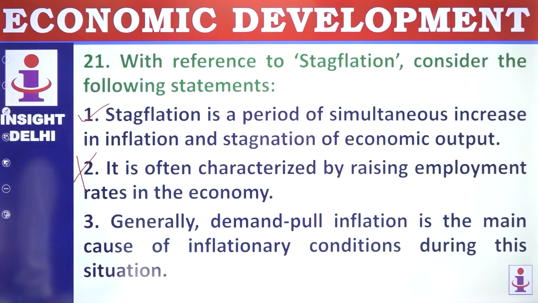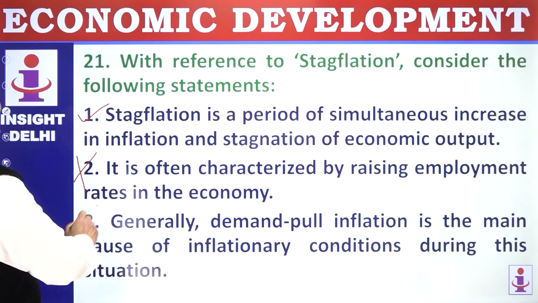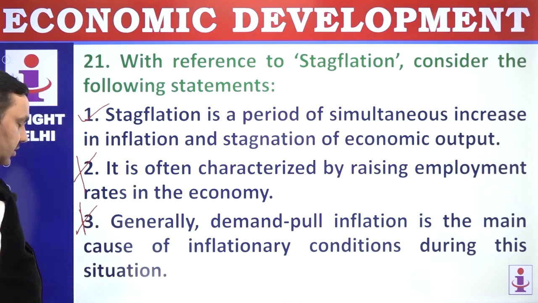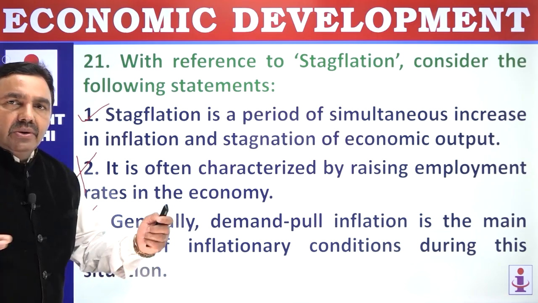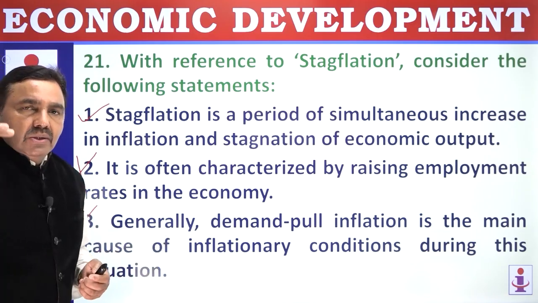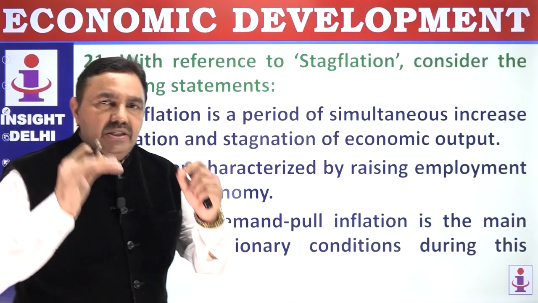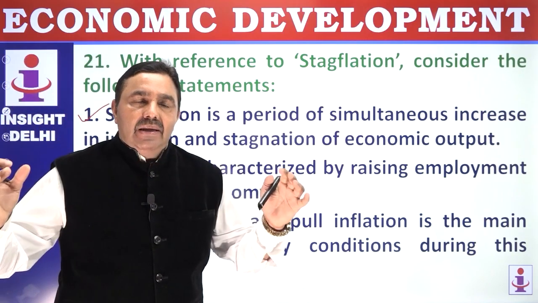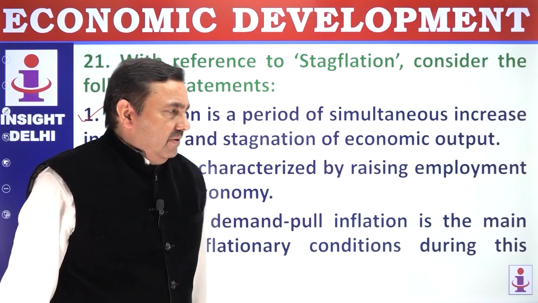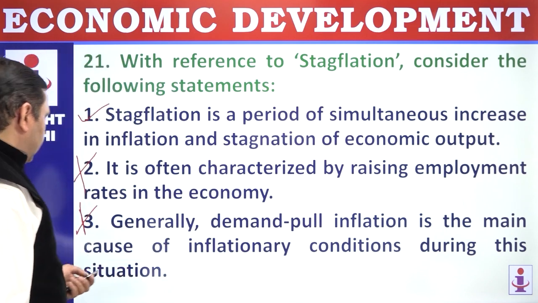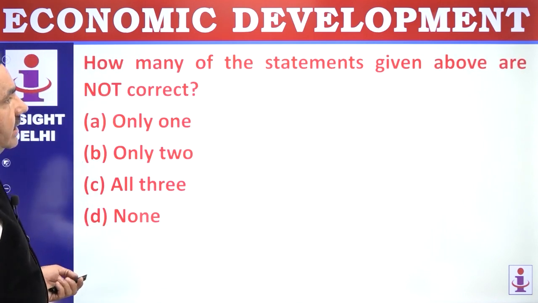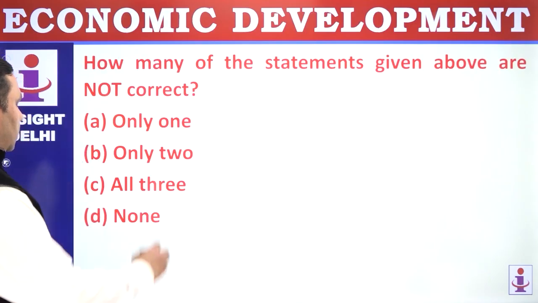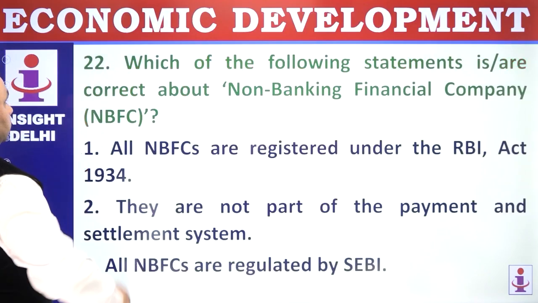Generally, demand pull inflation is the main cause of inflationary condition. No, there can be cost push here, and it's basically cost push in such a situation because economy is not growing. If demand is there, it means economy growing. When demand is less, economy is not growing. So demand pull inflation will happen when economy is growing rapidly, as it happens in fast growing economies such as China or India. 1 is right, 2 and 3 are incorrect. So B.